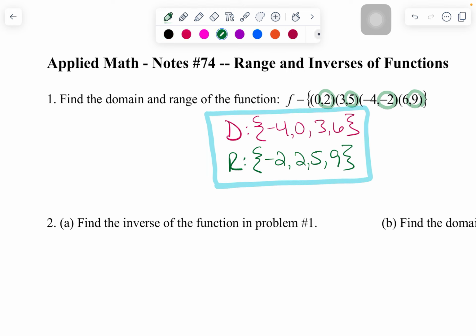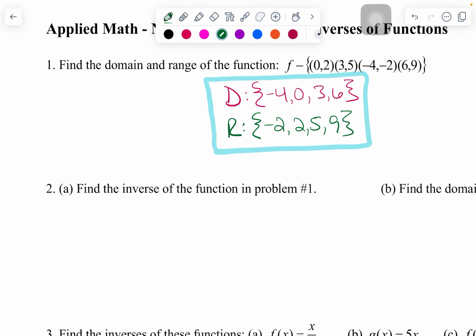All right, so then question number 2, part A, says to find the inverse of the function from problem number 1. So here's our function. It's the set of ordered pairs. So how do you find an inverse? Well, you invert the X and the Y's. So the inverse function, this little notation here with a little -1, that means we're talking about an inverse here. So the inverse of F is going to be a set of ordered pairs. And I'm going to take each of these ordered pairs and swap the X and the Y's.